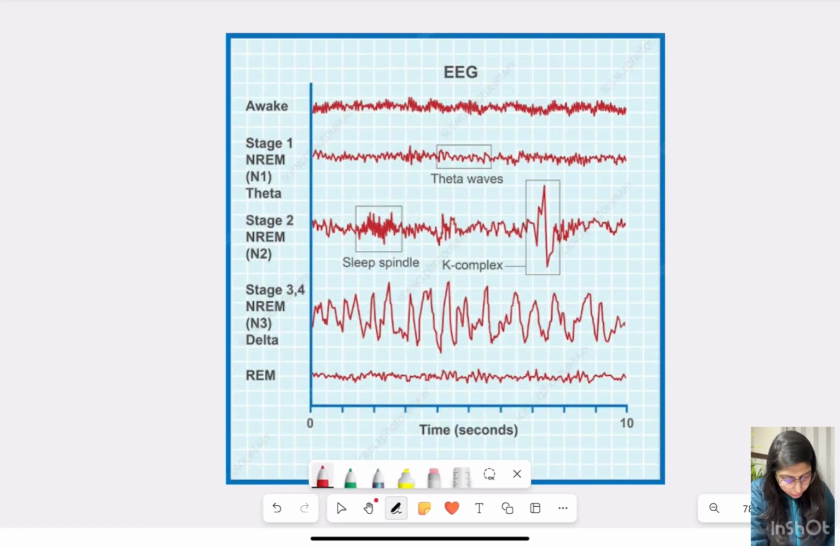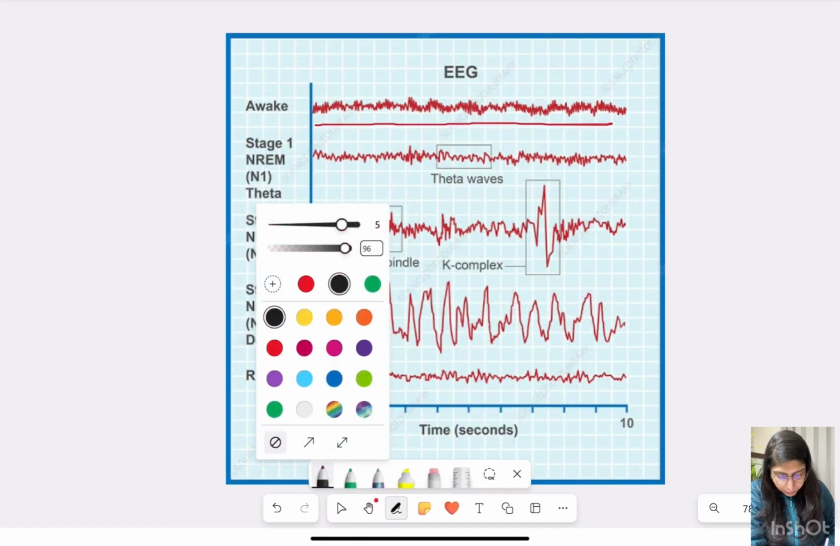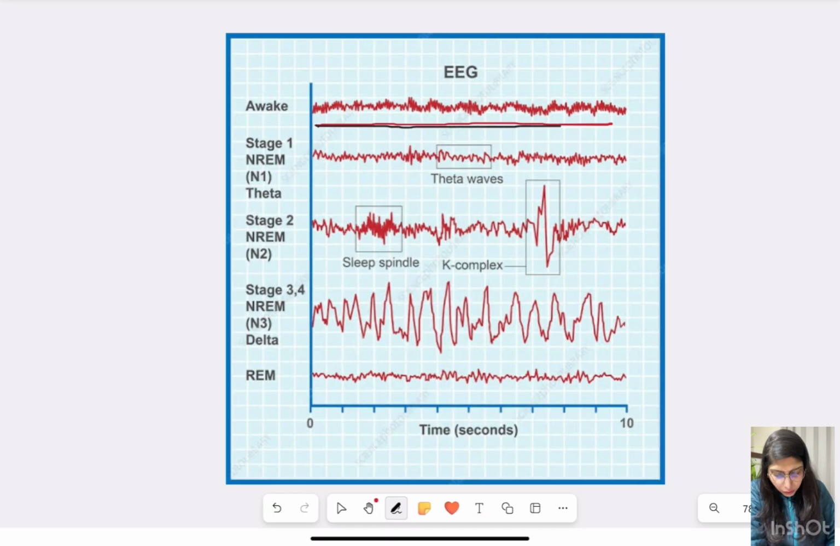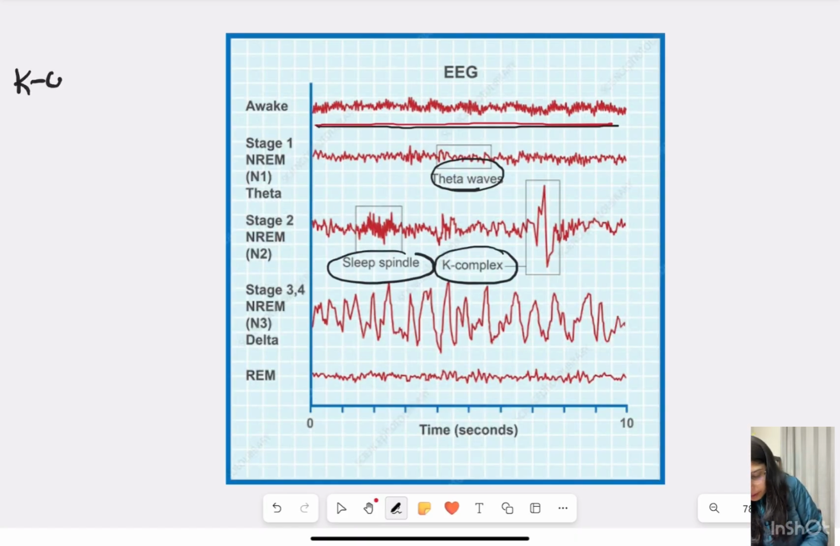So when we are in an awake state, now I need you to focus over here. When we are in an awake state, we have a higher frequency. As you can see, we have a higher frequency. As we go on to stage 1, theta waves start, right? Theta waves start. And in stage 2, we have something known as a K complex and a sleep spindle. Now this K complex becomes important for you because this is what is asked in exam.